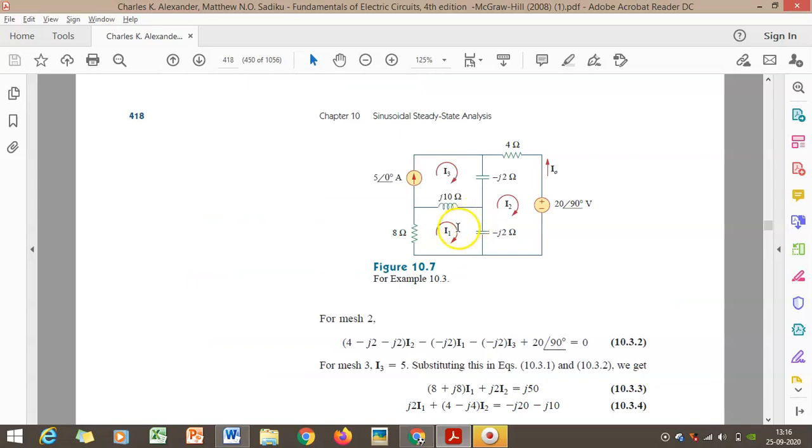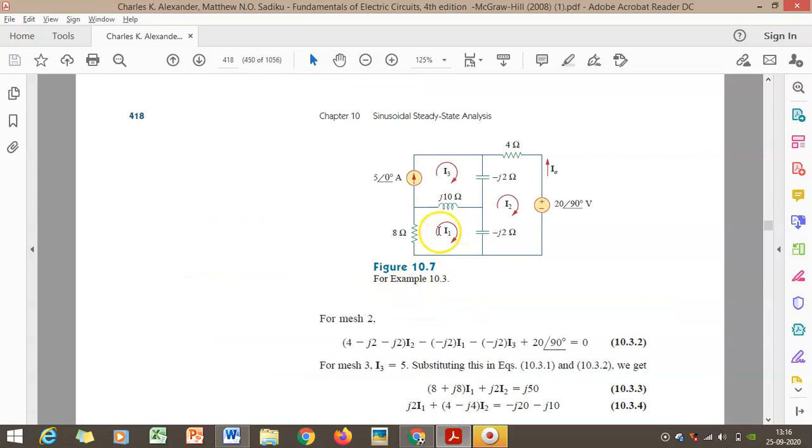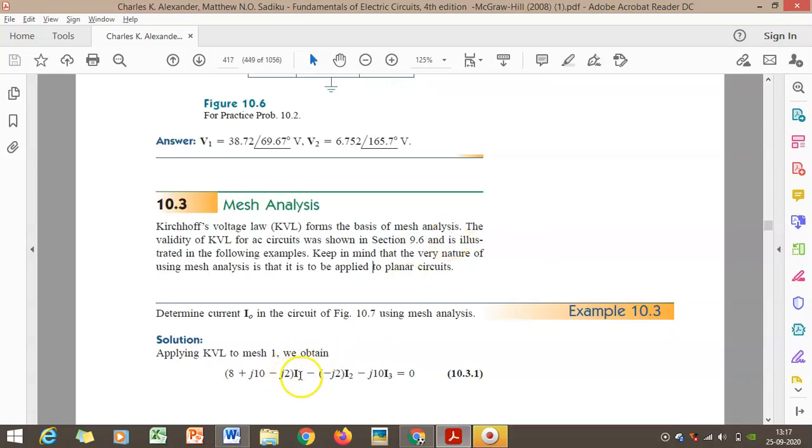Let us apply KVL for the first mesh first. Because the first mesh doesn't have any sources, the right side will be 0, and the left side will be the total current. Now I'll add all the I1 currents flowing through the first mesh. We have one resistor of 8 ohm, second an impedance of j10 ohm, which is an inductor, and a capacitor whose impedance is minus j2 ohm. We have to add all this and multiply it with I1. That is what is done here.